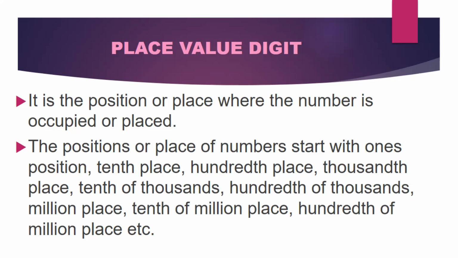From the hundreds of million you move on to what? Billion. That one we call ones of billion. Then we have the tens of billion, and then the hundreds of billion. From the billion, you move on to the trillion. That one is not your level. So when you talk about the place value, it is where the number has been put or where the number is occupied. Okay, good.